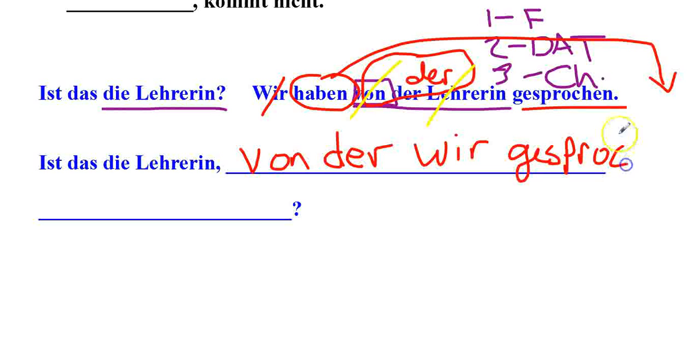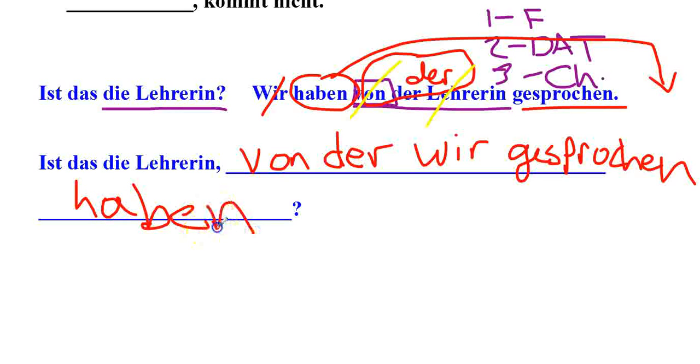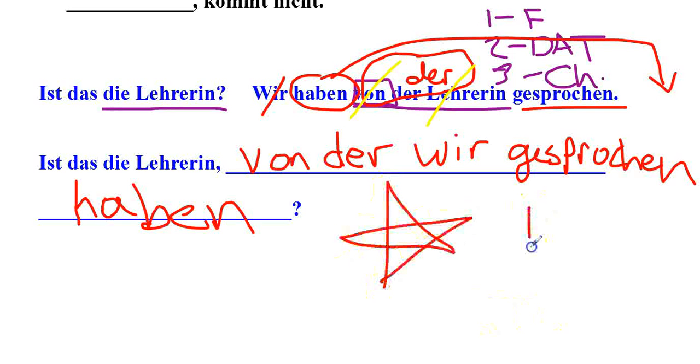gesprochen. Sorry, it's a little hard to write with a mouse, so not my best penmanship. Oops. See, I just jinxed myself. Haben. Woo! That is crazy writing. Ist das die Lehrerin, von der wir gesprochen haben? Yay! Good job. We get a gold star. And a smiley face. Why not?